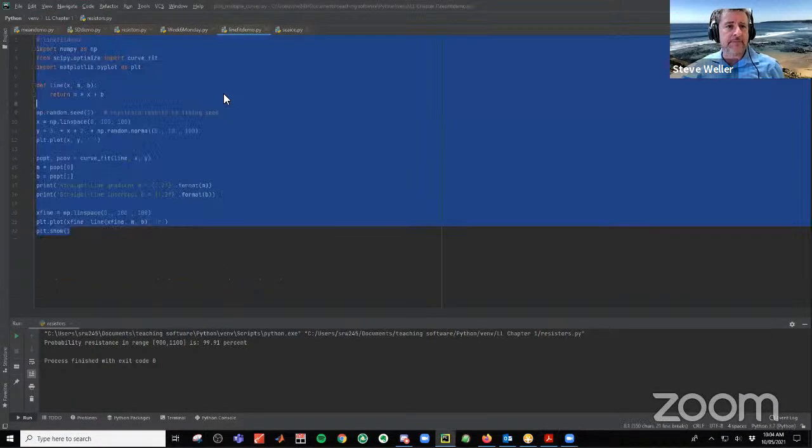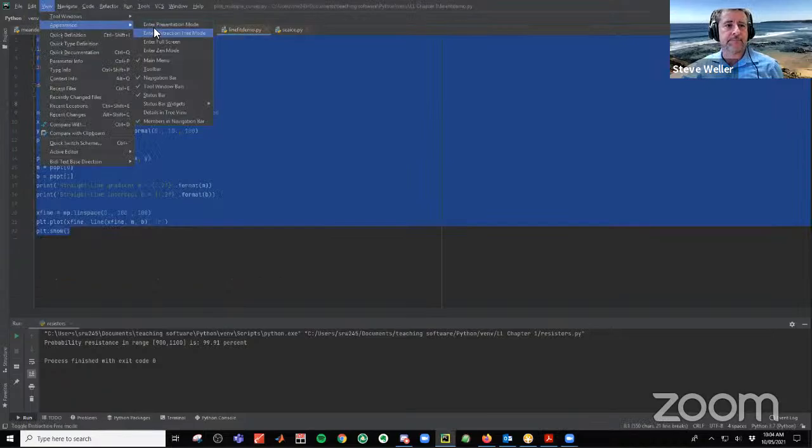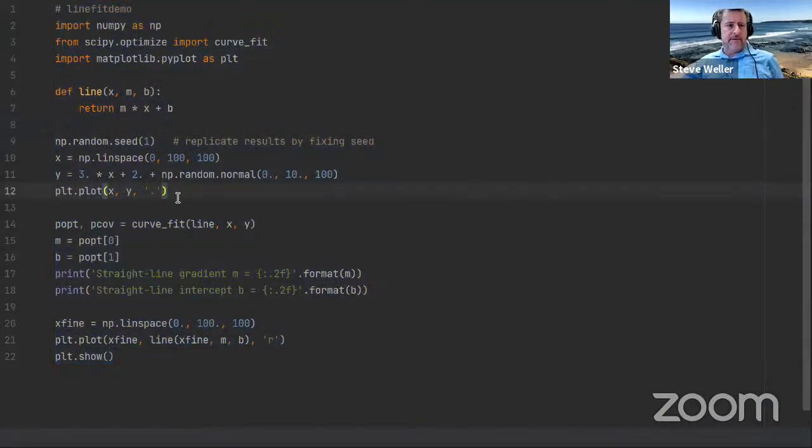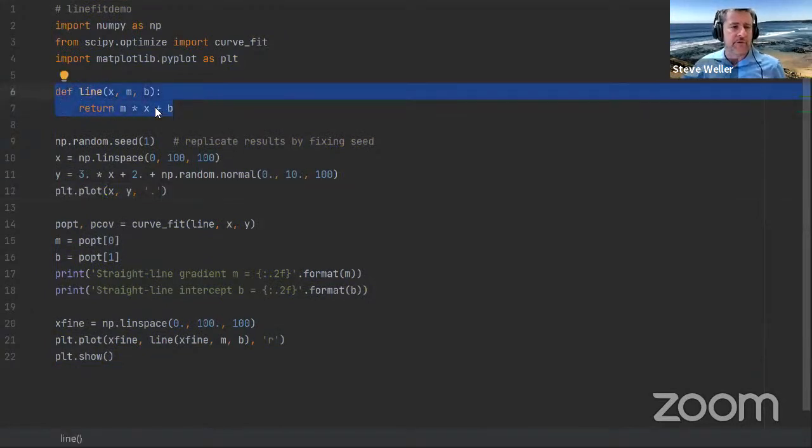Line fit demo. Here it is. We define a straight line function, mx plus b. Then what we want to do is generate our xy pairs. So let's do that first. We'll leave it as is. So in lines 6 and 7, we define a straight line. I'll show you how that function's used in a moment. It's in line 14 of the code here.